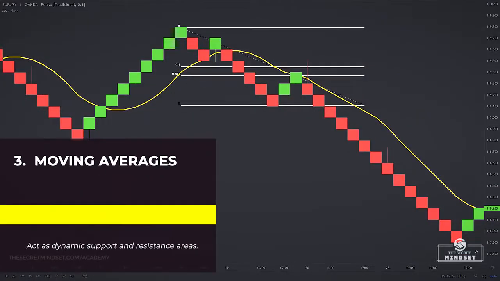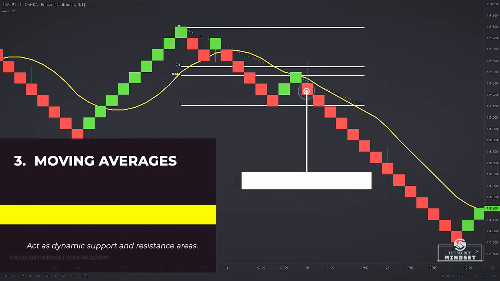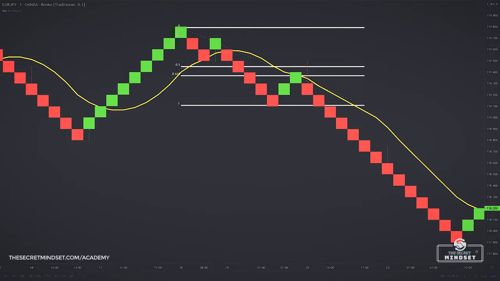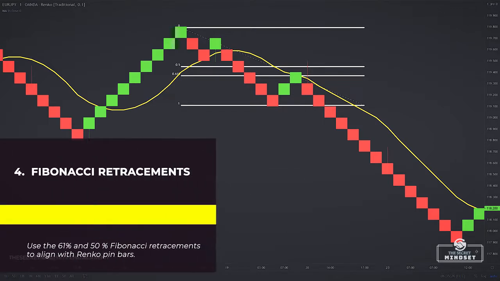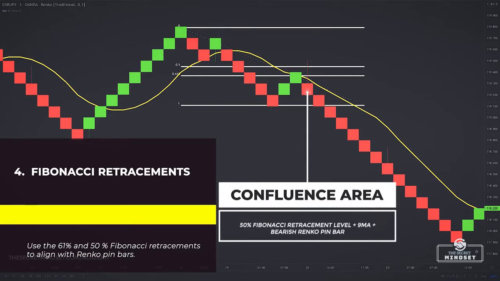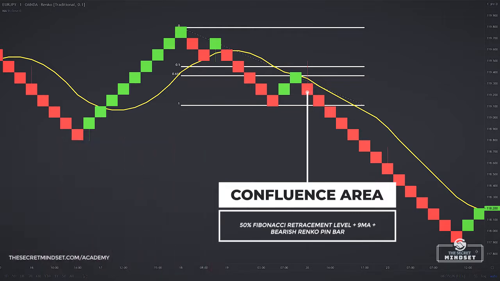Moving averages could represent another confluence factor. I personally add the 10 or the 20 moving average, depending on the market I'm trading. This trading tool acts as a dynamic support and resistance level, and it's a very important factor of confluence in trending markets. Fibonacci retracement tool is another factor of confluence. You could use the 61 and the 50% Fibonacci retracement to find the most powerful areas in the market to align with Renko pin bars.